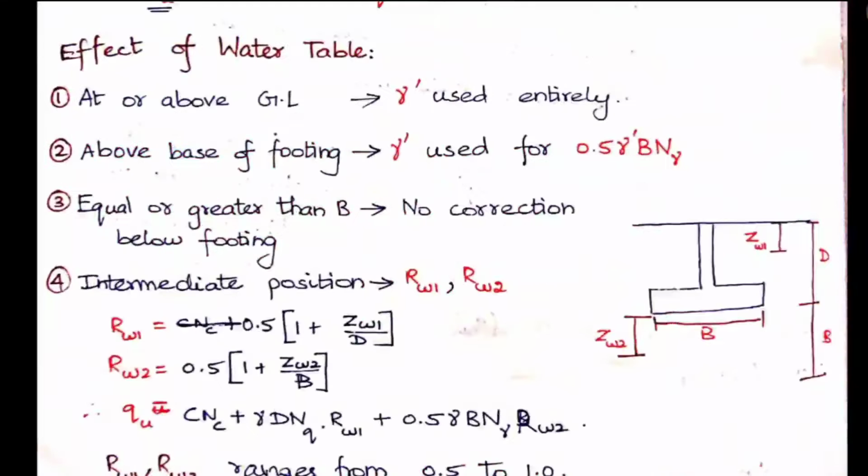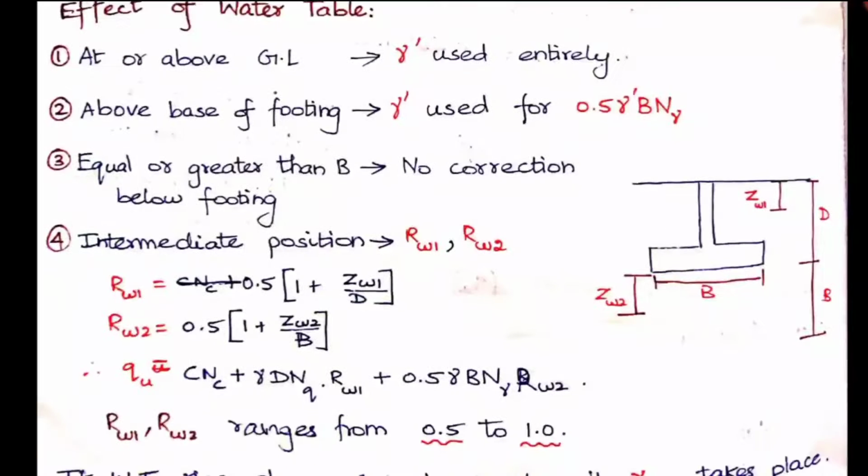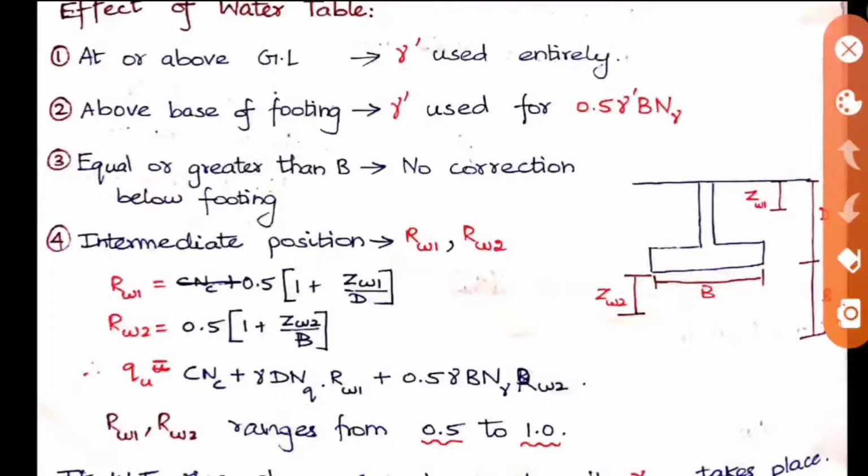Okay. Now we are going to see the effect of water table, because it has some alterations in the bearing capacity formula. Only the gamma will be changing. In the formula we have c Nc plus gamma D Nq plus 0.5 gamma B N gamma, no? In that, this density factor alone is going to be changed with respect to the water table. When the water table is at or above the ground level, gamma dash has to be used entirely. Here I have given a diagram. This is your ground level, and this is the footing. B is the width of the footing.